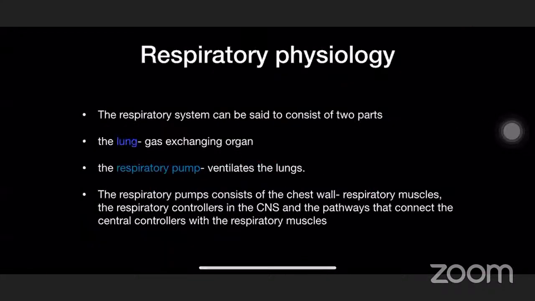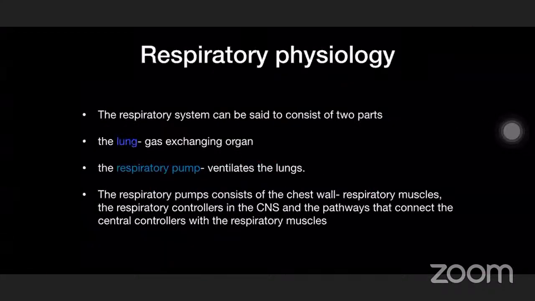To understand respiratory failure, we first need to understand the physiology behind it. The respiratory system has two major parts, the lung and the respiratory pump. The lung is the gas exchanging organ, and the respiratory pump ventilates the lungs. The respiratory pump consists of the chest wall and the respiratory muscles. These respiratory muscles are directly connected to the higher centers, that is the CNS, and these pathways connect together to the respiratory muscles. So these are the two major parts which are involved.